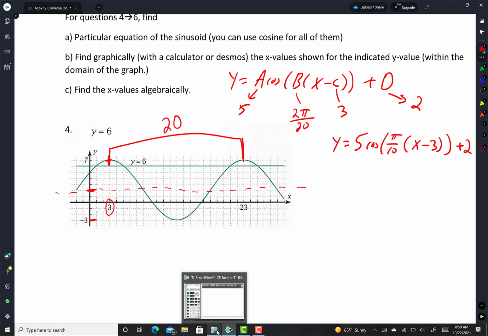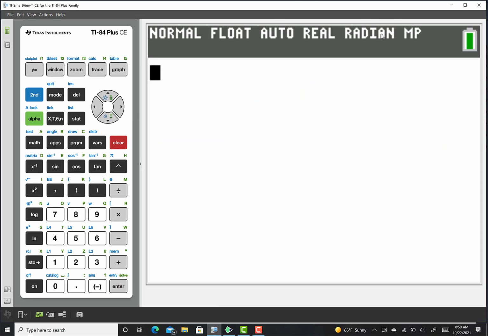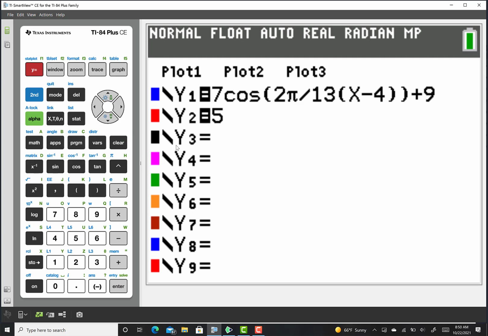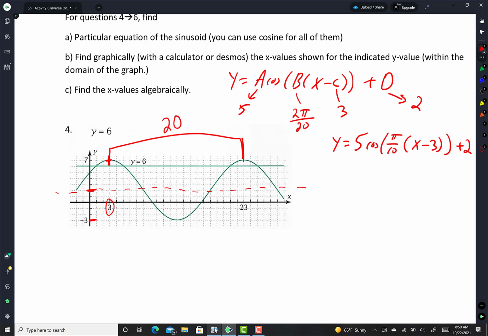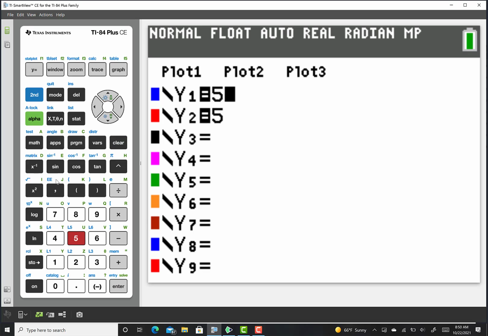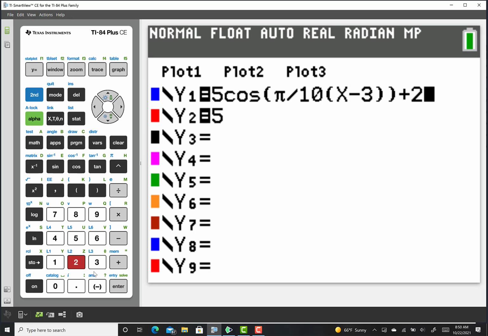Make sure you're in radian mode. This one tells me radian, but in yours, you're going to have to click mode to check. Y equals, let me clear that. I already forgot what it was. 5 cosine, okay, you guys help me out. 5 cosine pi over 10, open, x minus 3, close, and then plus what? 2. Got it. And then I want it to equal 6.